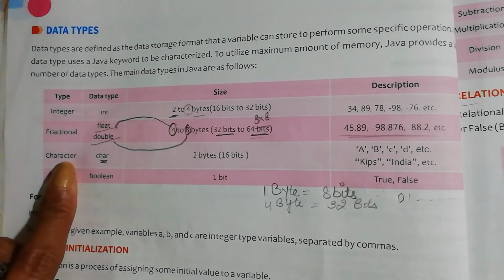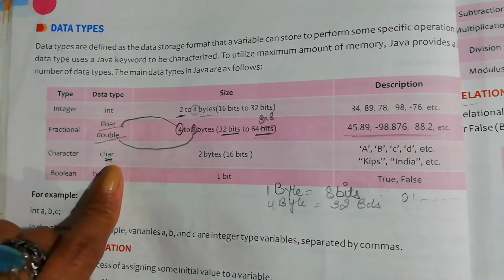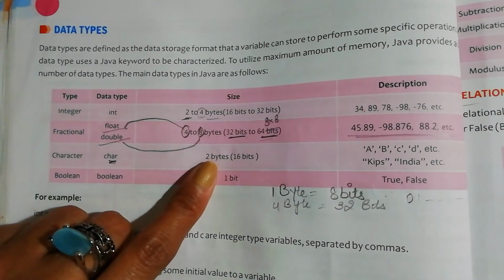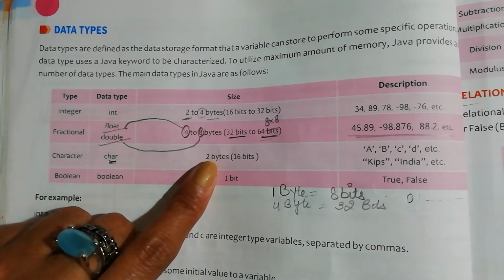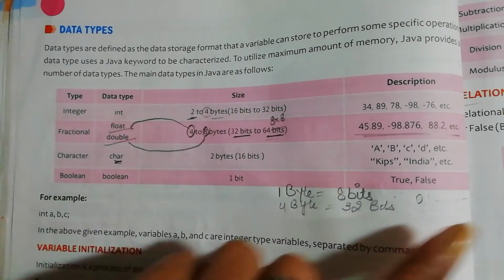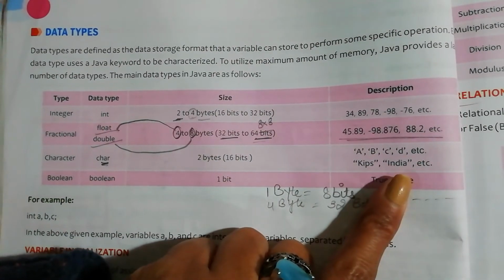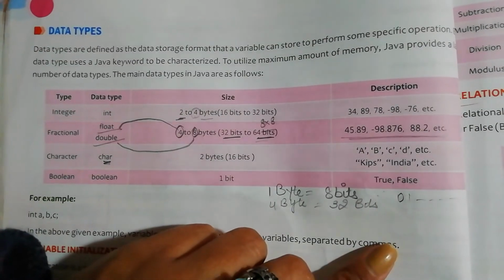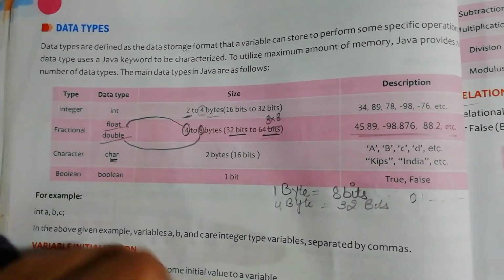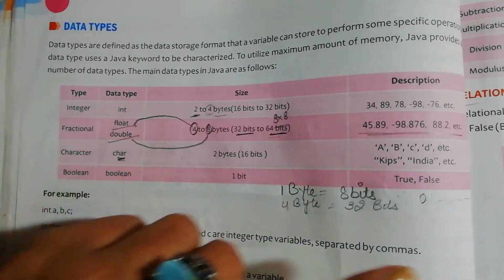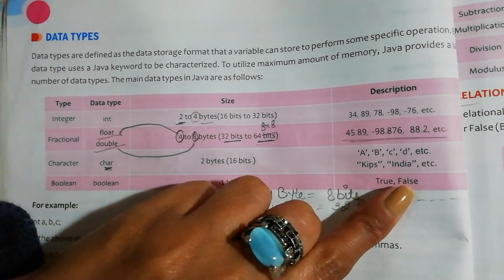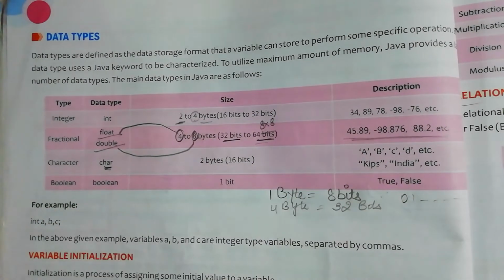You do not write the full word in a Java program; you have to write only the short forms. Character, how many bytes will it take? It takes only 2 bytes. 2 bytes means how many bits? It's 16 bits. So these are the examples. After this, how many bytes will boolean take? Only 1 bit. It is very small in nature. It takes only 1 bit, either true or false, to hold either true or false.